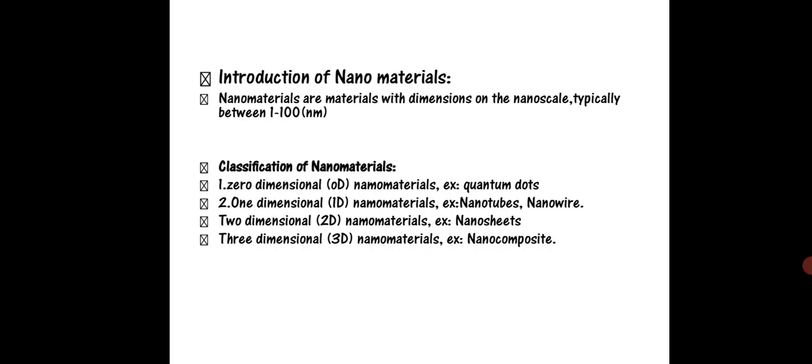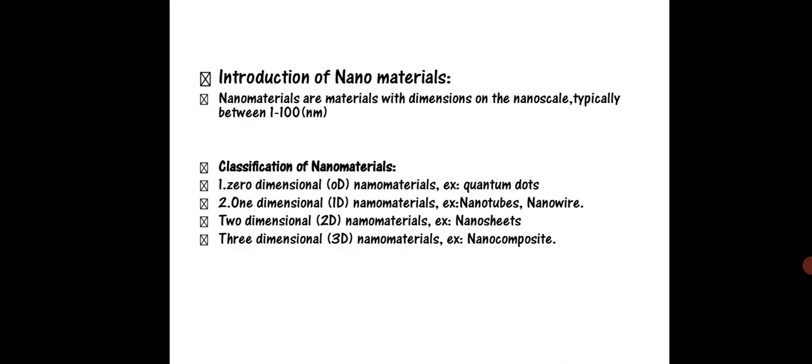The second, one-dimensional nanomaterials, for example, nanotubes and nanowires. The third, two-dimensional nanomaterials, for example, nanosheets. The fourth, three-dimensional nanomaterials, for example, nanocomposites. The nanocomposites obey the three axes: x-axis, y-axis, and z-axis are satisfied.